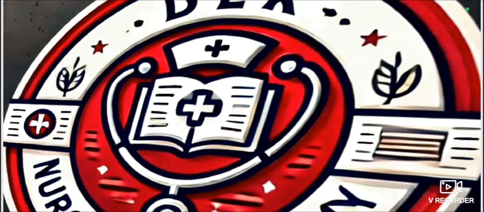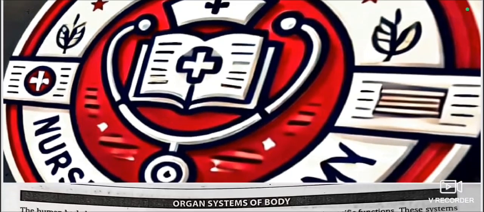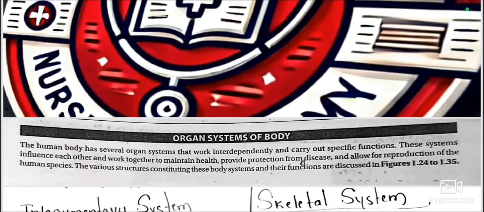Today I am going to conduct a continuous session of Introduction to Human Anatomy and Physiology. In the last video we discussed part 1. I will give a link in the description box. If you have not seen that video, you can watch the first video and then continue with the second part of this anatomy and physiology introduction. Today we are going to discuss in this chapter the organ systems of the body.